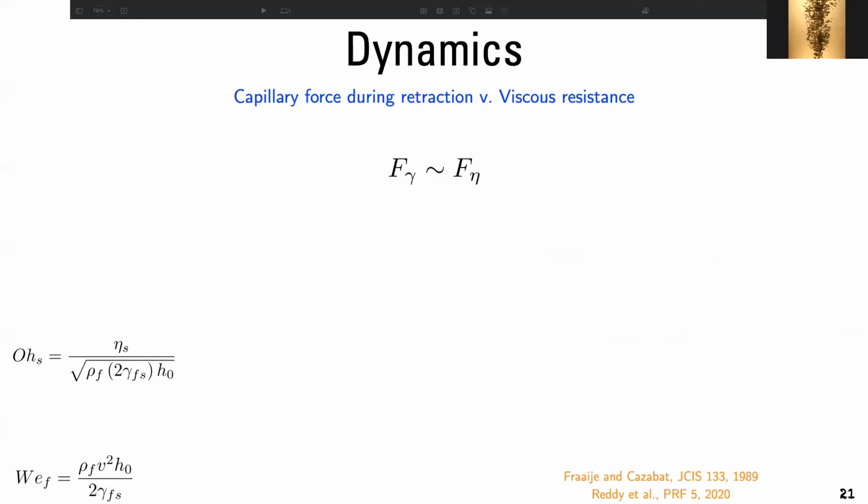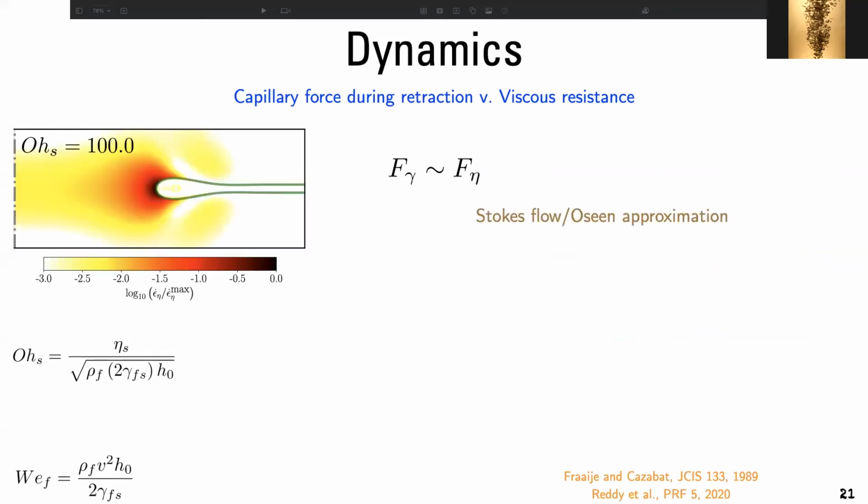So basically, F gamma, we can balance it with F eta. F gamma is easy as it is the same as the previous case. For F eta, we have to look into Stokes flow or Rossini approximation. And in both these flows, which is essentially flow of an object through a viscous medium, we know that the forces, in the first approximation, scale with the viscosity of the surrounding times the velocity of motion.